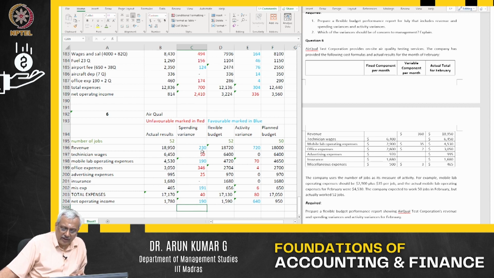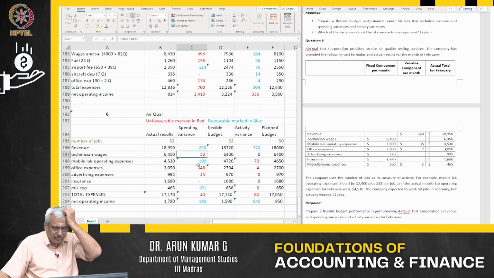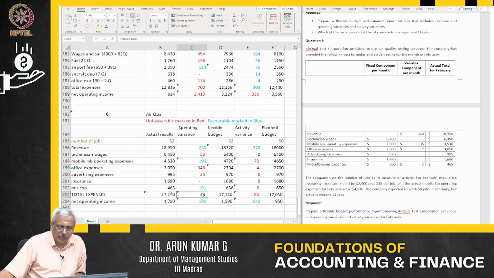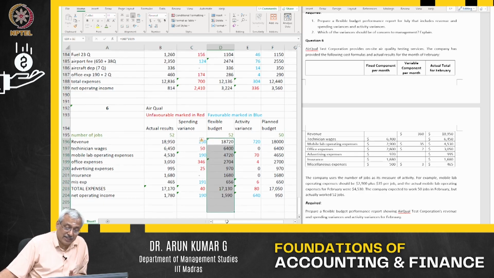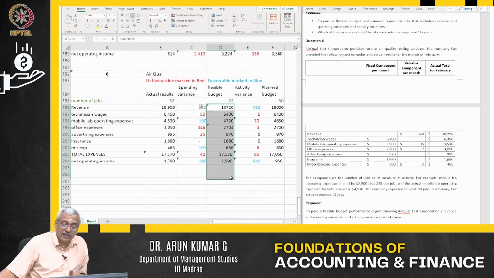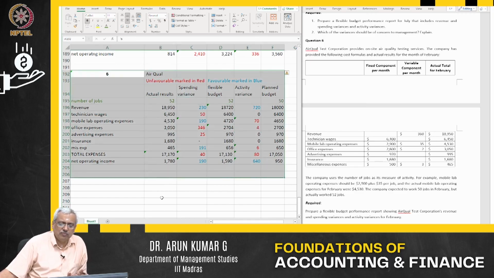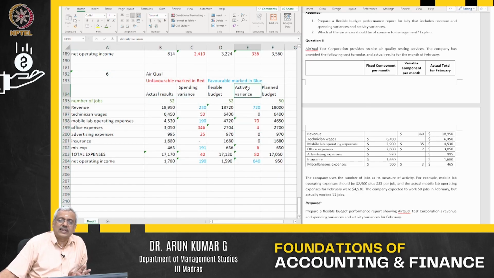So there are some favorables, some unfavorables. What do you focus on? I focus on this, this, this, and also this, because just because I've earned more is favorable, I cannot keep quiet. If I earn more, is my budgeting wrong? Am I really budgeting at a lower cost, lower revenue? I'll have to go back and relook at it. This is what we call simple spending variances, activity variance.